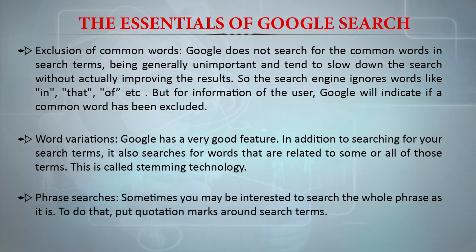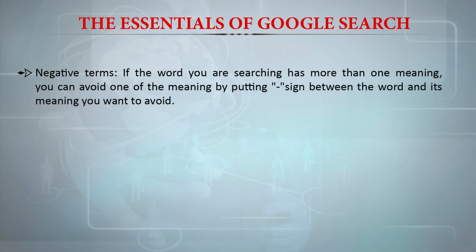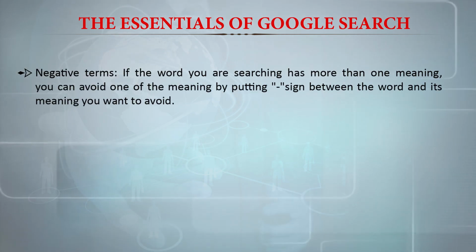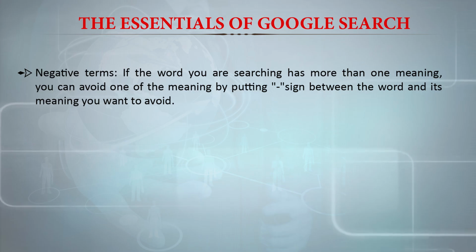Then phrase searches. Sometimes we may be interested in searching the whole phrase as it is. To do that, we have to put quotation marks around the search terms. If the word you are searching has more than one meaning, we can avoid one of the meanings by putting a minus sign between the word and the meaning we want to avoid.